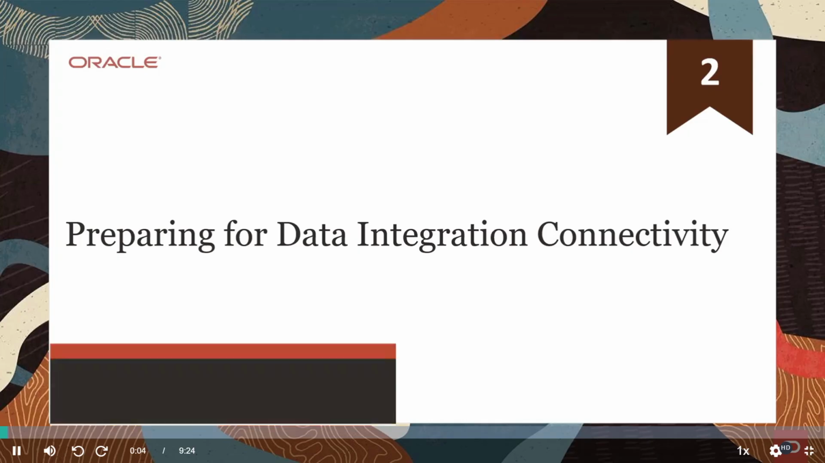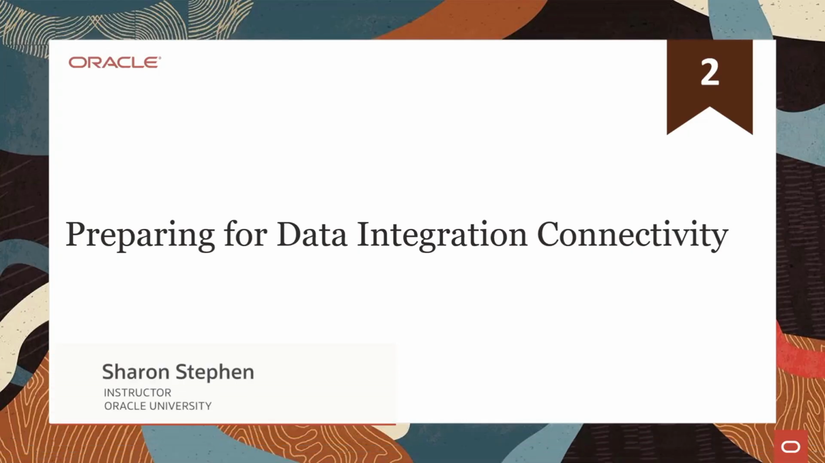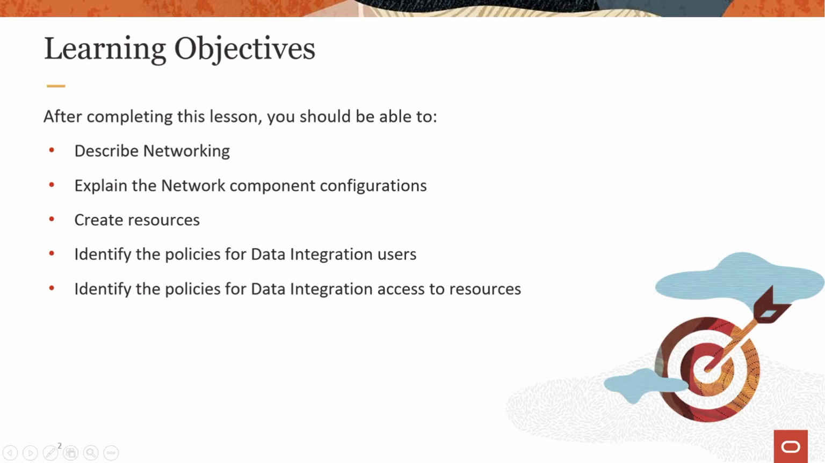You are in lesson 2, preparing for data integration connectivity. This lesson will help you understand the network configuration and the data integration policies of DIS. After completing this lesson, you should be able to describe networking, explain the network component configurations, create resources, identify the policies for data integration users, and identify the policies for data integration access to resources.